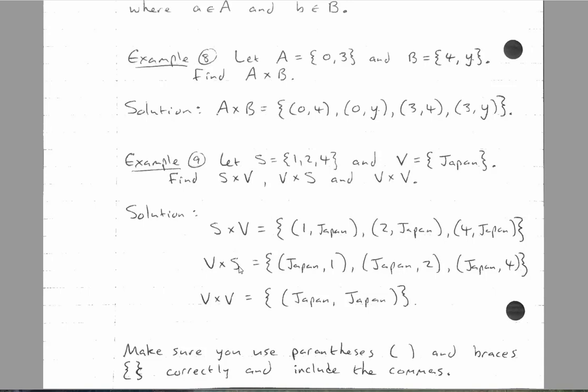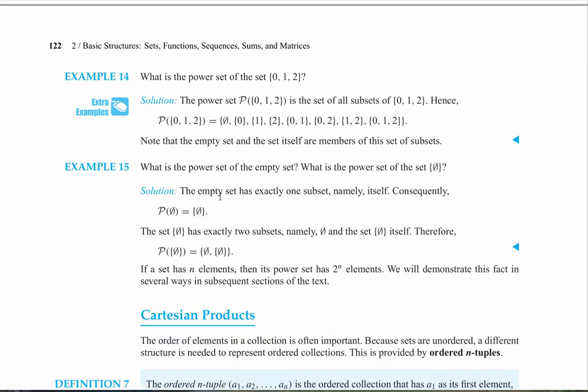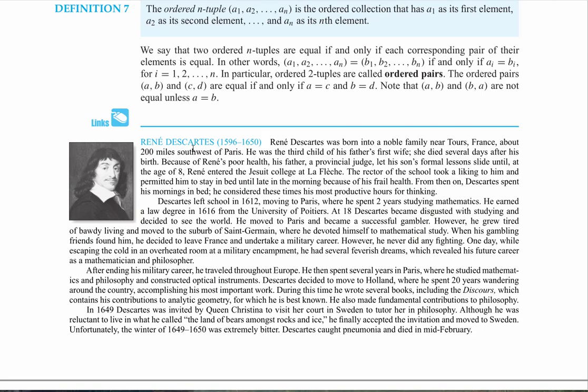The other way around, V cross S, has the element from V first. So we're just switching the order. And V cross V, so that's ordered pairs where the first thing comes from V and the second thing comes from V. There's only one thing in V, Japan, so we only get one ordered pair in this case. Make sure you're using the parentheses and the braces correctly and putting in all the commas. Cartesian products are named after this guy, Rene Descartes.